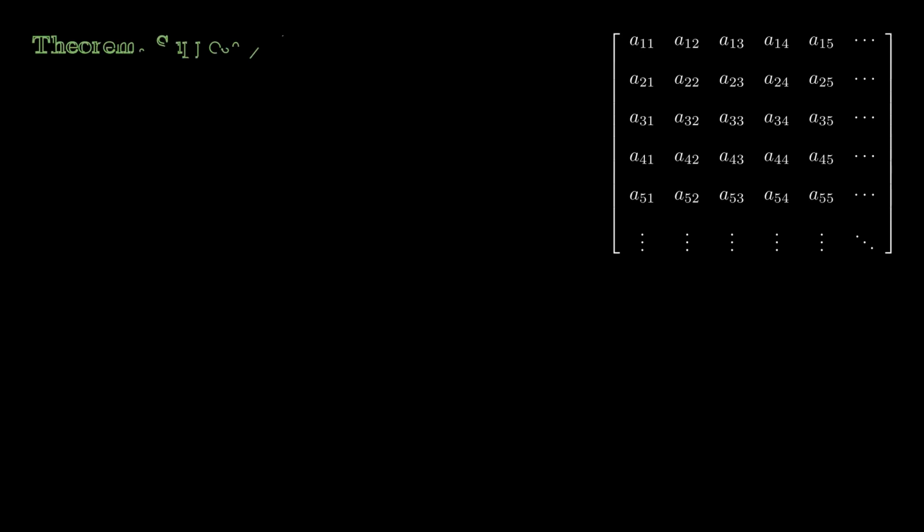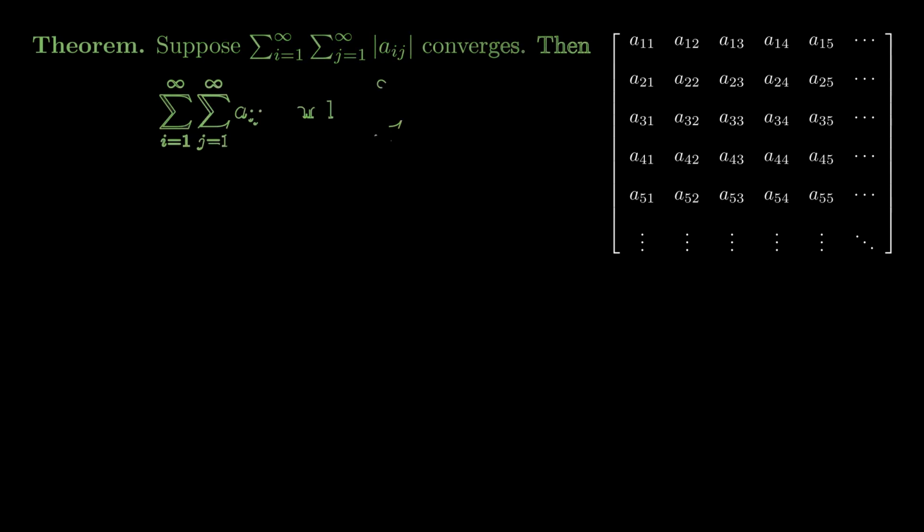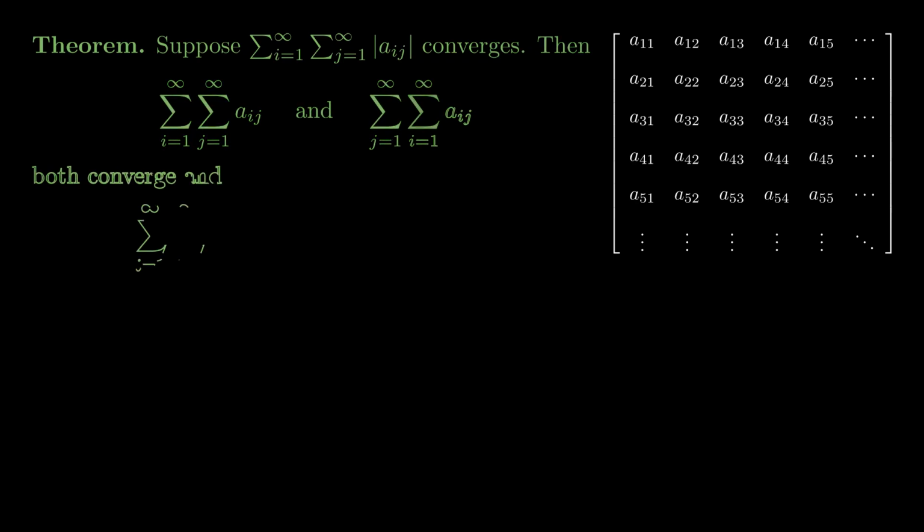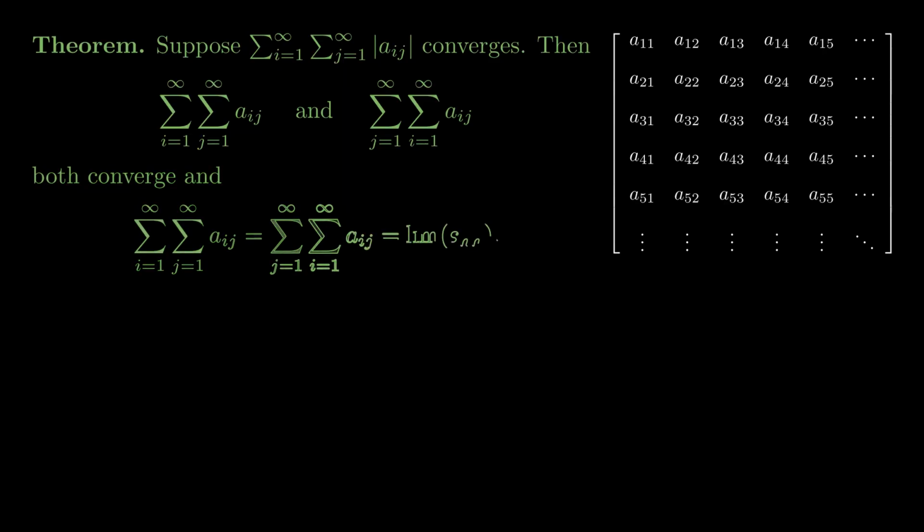If the iterated sum from i equals 1 to infinity, j equals 1 to infinity, of the absolute value of a_ij converges, then both the iterated sum i equals 1 to infinity, j equals 1 to infinity, of a_ij, and j equals 1 to infinity, i equals 1 to infinity, of a_ij converge to the same value. In addition, the limit of the S_nn is equal to this value as well.